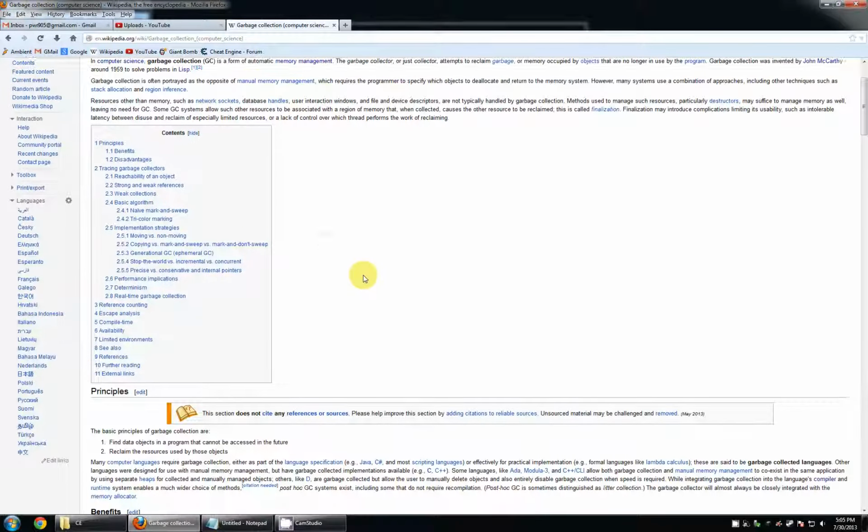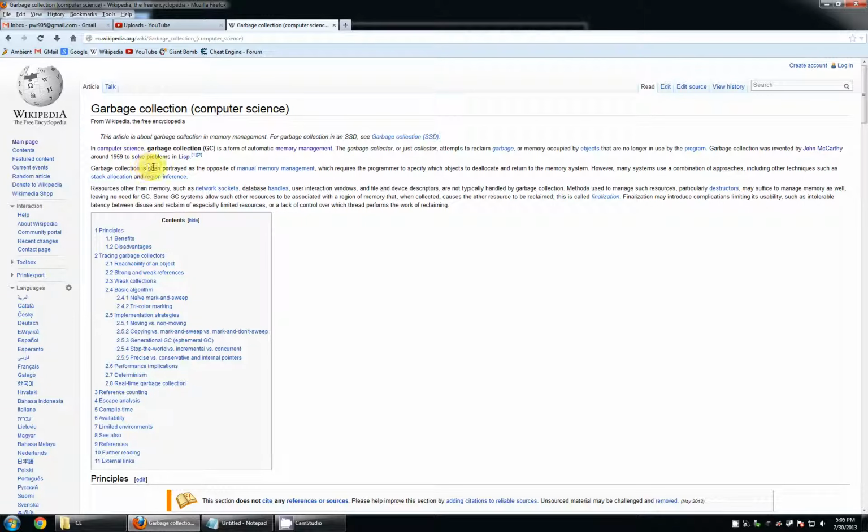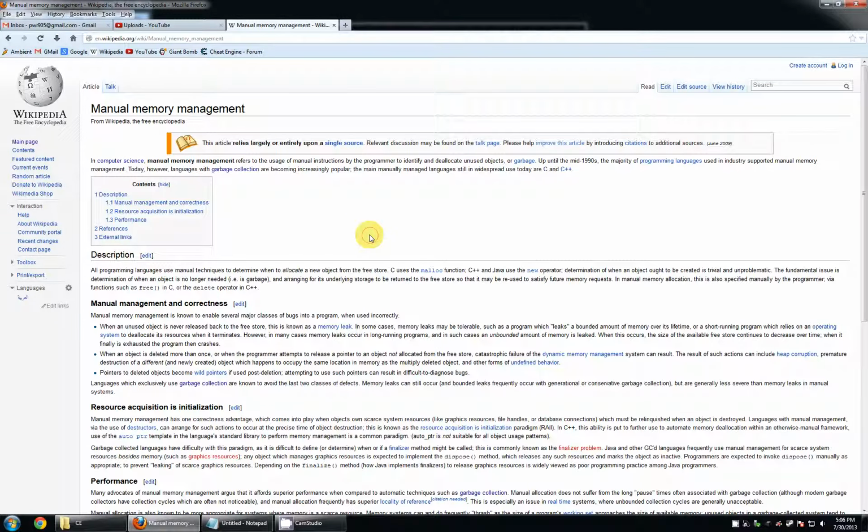So we can see right here, garbage collection is often portrayed as the opposite of manual memory management, which requires the programmer to specify which objects to deallocate and return to the memory system. The second part of this sentence is what we are purposely avoiding by using Python as a dynamic language and sort of glossing over some of the details of memory management. We will eventually be forced into what all that means, but for the time being, we'll click on manual memory management. What is it?